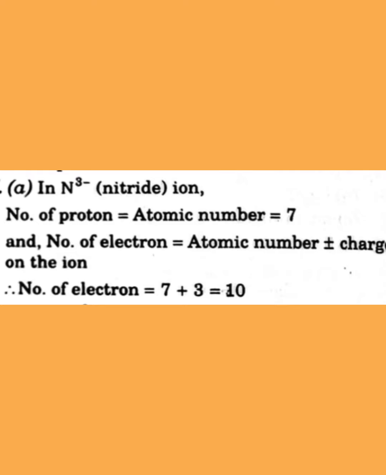We know that the atomic number of nitrogen is 7, which means in neutral state it has 7 electrons and 7 protons. Nitride ion means it gains 3 electrons. Number of electrons in nitride ion is equal to atomic number plus charge of the ion, that is 7 plus 3 is equal to 10.